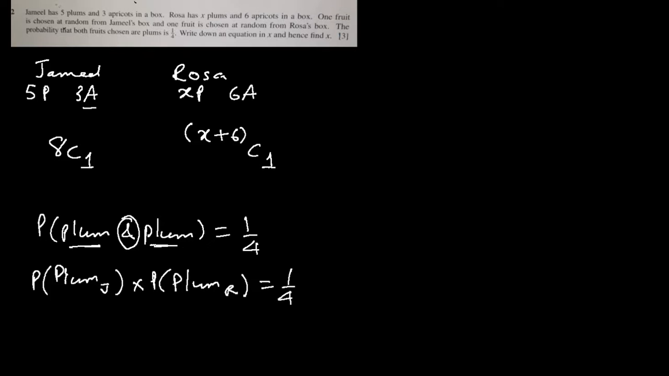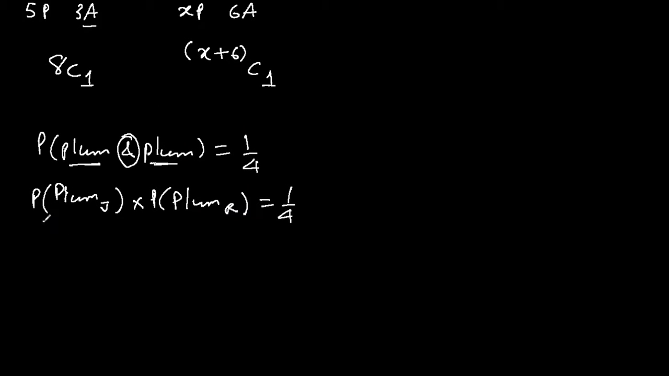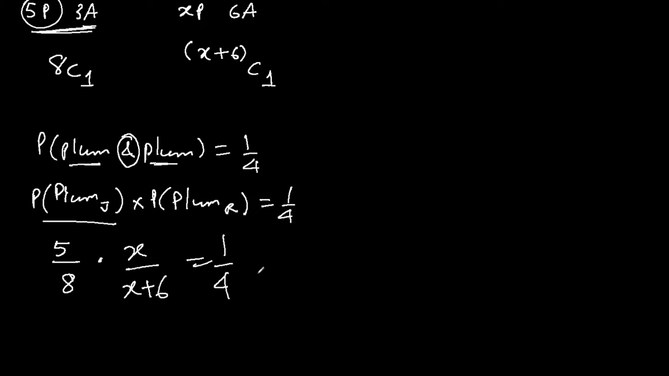So let's interpret them in Jamil's box first. We can find it straightforwardly. There are total 8 fruits we are selecting from. The probability of plums is 5 out of 8. We could have written 5C1 over 8C1 also, but let's not complicate it. We can straight away write this, multiplied by x out of total x plus 6, equal to 1/4. So it becomes 5x over 8x plus 48 equal to 1/4.